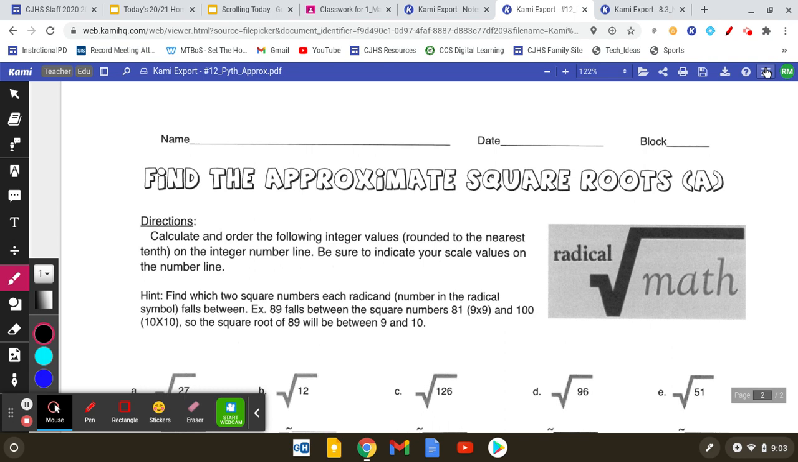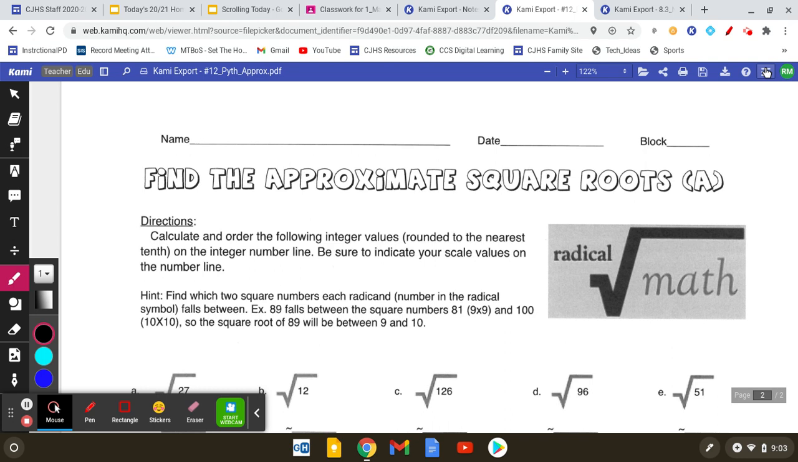You guys got a paper copy. There we are. Copy that. Okay, and this is the side we're going to start on.